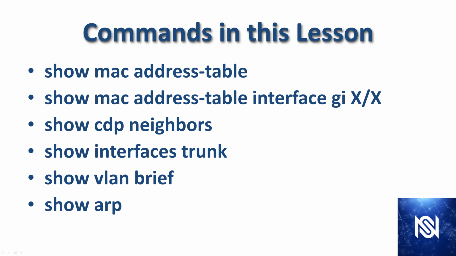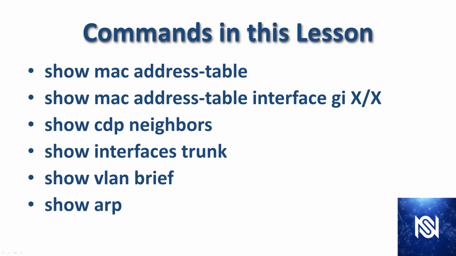gigabit 0/3. All right, so again, these were the commands that we used in this lesson: the show MAC address table, the show MAC address table for a specific interface, the show CDP neighbors, which allows us to see directly connected Cisco devices. This command in particular is very helpful when you're deploying stuff or you're just trying to figure out what is this physically connected to.